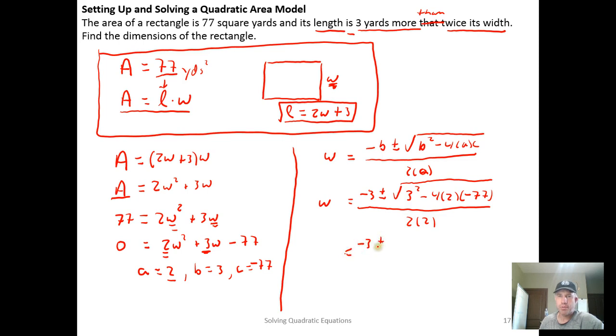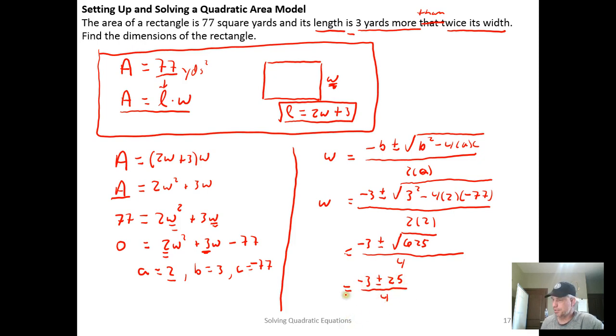Negative 3 plus or minus the square root of, when we simplify the numbers underneath the square root, doing 3 squared minus 4 times 2 times negative 77, we wind up with 625 if you crunch it out in your calculator. And 2 times 2 is 4. Here's where you know this problem was really contrived, because the square root of 625 comes out nicely to 25. And this is all over 4.